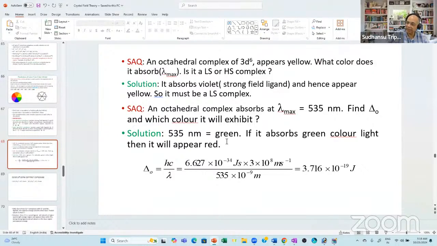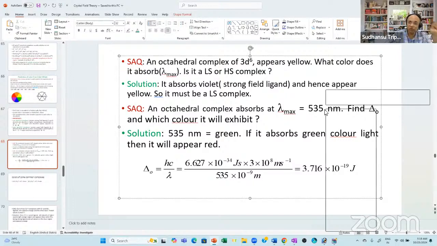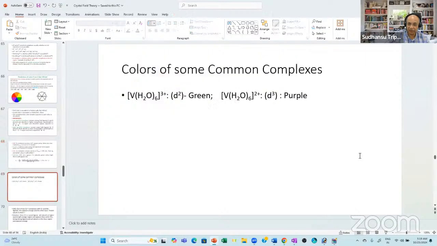535 nanometer is itself green. It is absorption. If it absorbs the green color light, then it will appear red. That absorption lambda max is to be taken to find del O. Usually that is given in terms of nu bar, wave number, but here it is given in terms of lambda because the color wheel has to be compared. We converted this with the same SI unit and found that del O is 3.78 times 10 to the minus 19 joule.